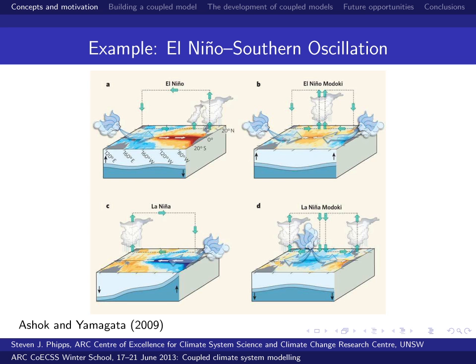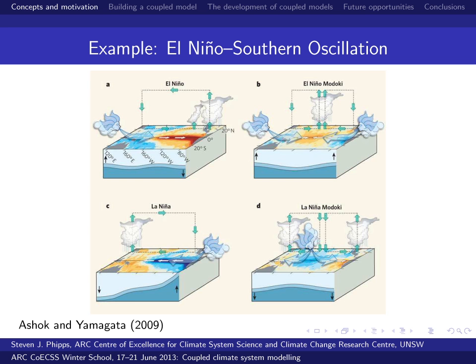Another example, of course, we're not just interested in change over time or trends, we also care about variability within the system as well. And of course, the classic example there, the largest source of interannual variability within the climate system is ENSO, El Niño-Southern Oscillation, and this in fact is also a very tightly coupled phenomenon.